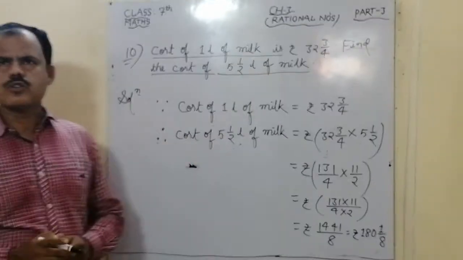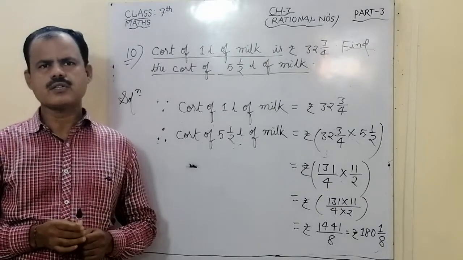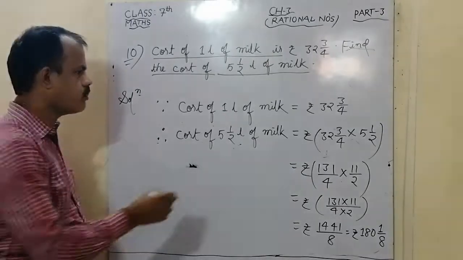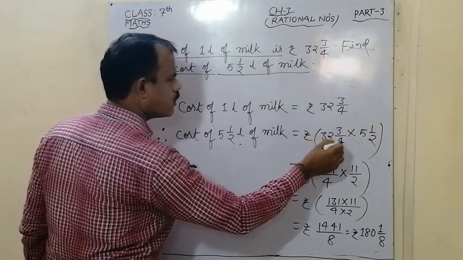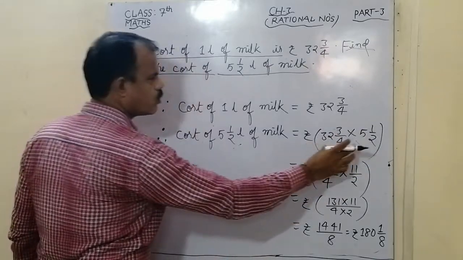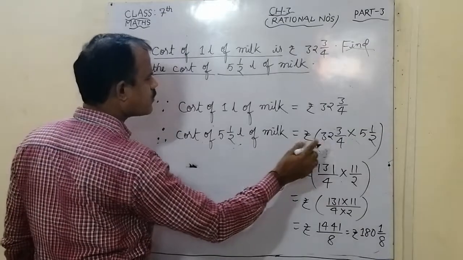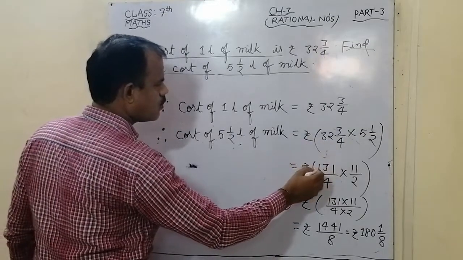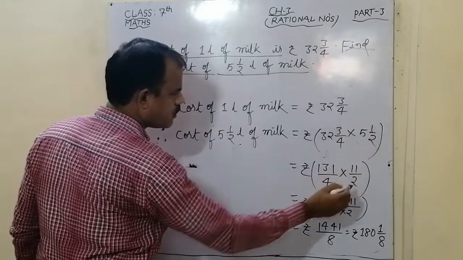Suppose cost of 1 pen is rupees 5, then cost of 5 pen is 5 into 5, so we multiply here. 32 whole 3 by 4 multiply 5 whole 1 by 2. So both the fractions are mixed fraction, we change it into improper fraction. So it becomes 131 by 4, and this become 5 2 ja 10 1 11 by 2.